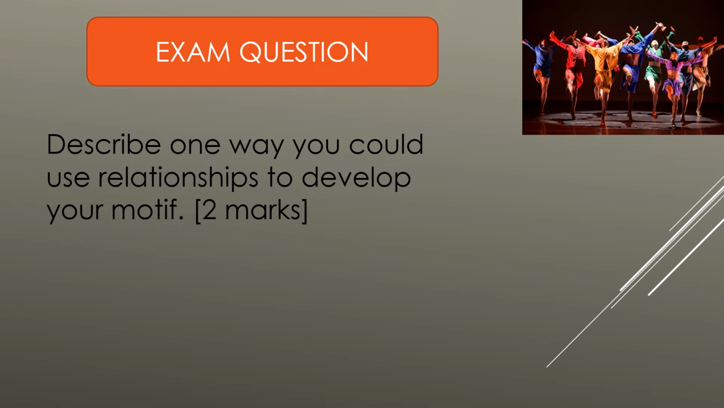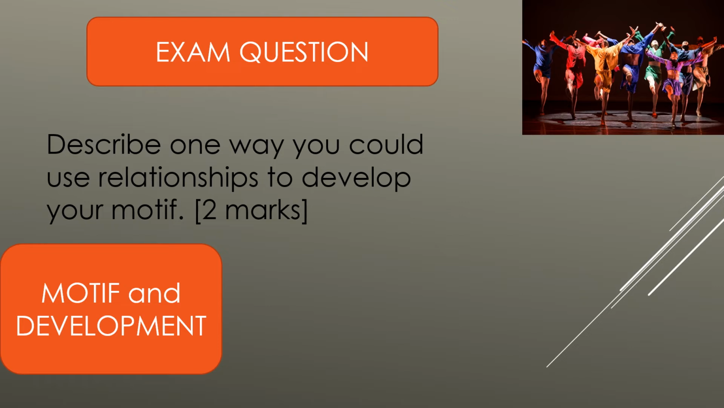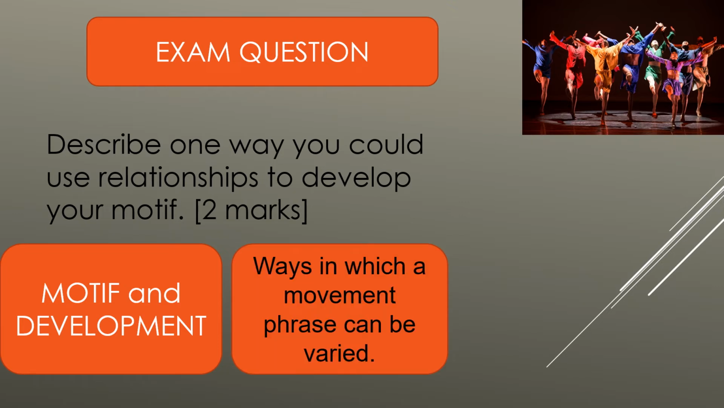Really important you know what relationships are. So motif and development is where you take a motif and you vary that motif. So changing, developing that motif. So it's ways in which a movement phrase can be varied. So you've got your set motif from the previous question, and now we're going to vary it and change it. And this question is asking us to vary and change it by using relationships.